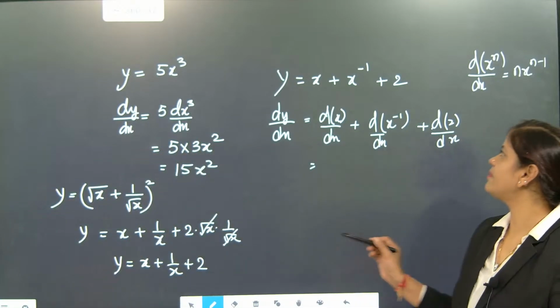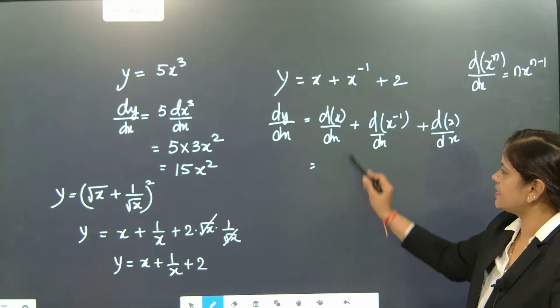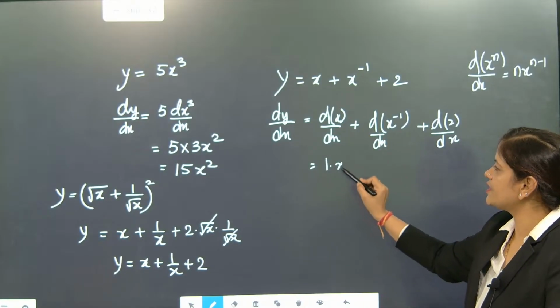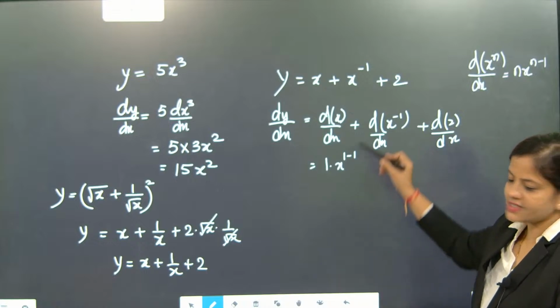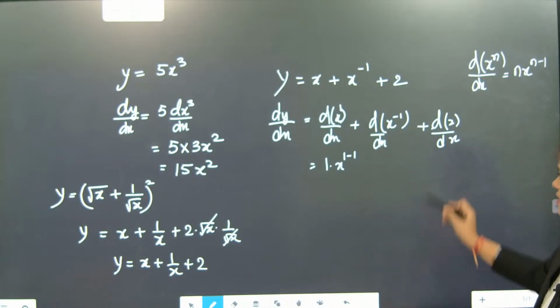Nx to the power n minus 1. So here beta x is there. So what will it become? 1 into x to the power 1 minus 1, because x is having power 1. For beginners I am teaching.